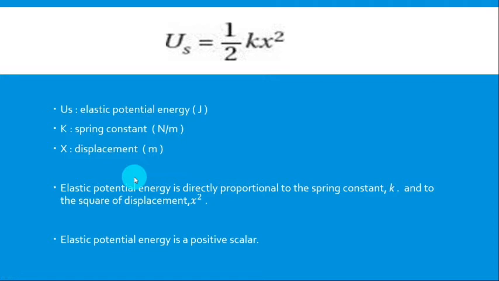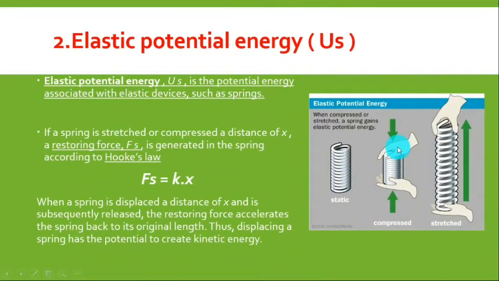If we want to talk about elastic potential energy, here is the formula to find elastic potential energy. Now, when you start compressing the spring or stretching it, what are you doing? You are doing work on the spring. You are applying a force on the spring. So you are putting what? Energy on the spring. So the spring at this moment is gaining energy. What type of energy? Elastic potential energy.